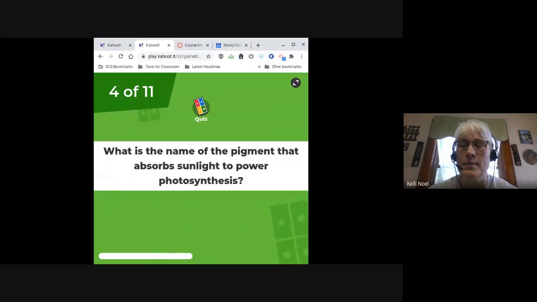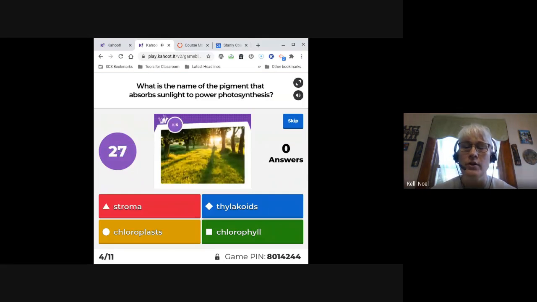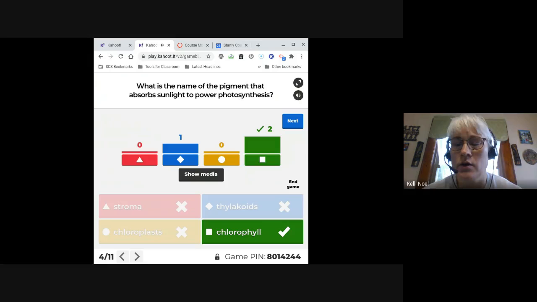What is the name of the pigment that absorbs sunlight and it's the color green? All right, chlorophyll. Chloro means color. So chlorophyll is inside the chloroplast and it is in the membranes of the thylakoids, and it's a little pigment that attracts the sunlight and absorbs it. So chlorophyll.